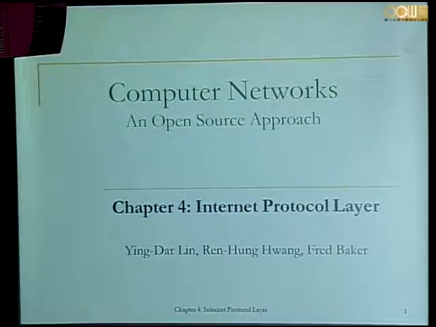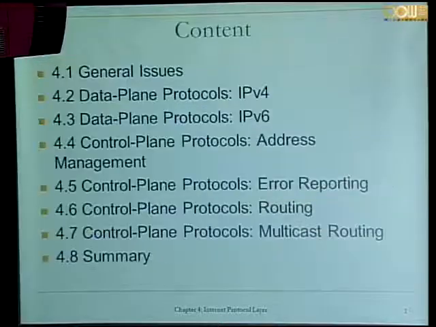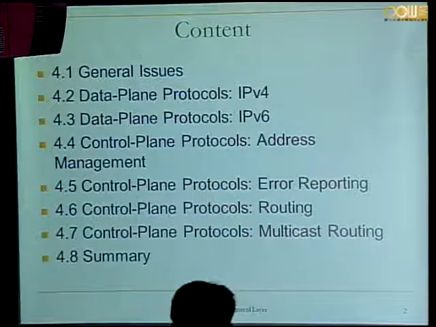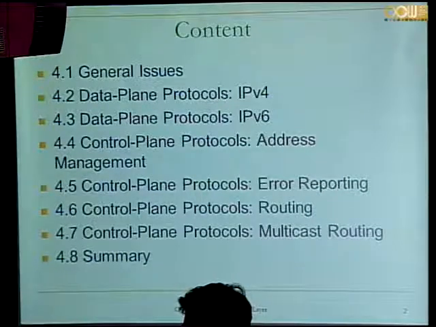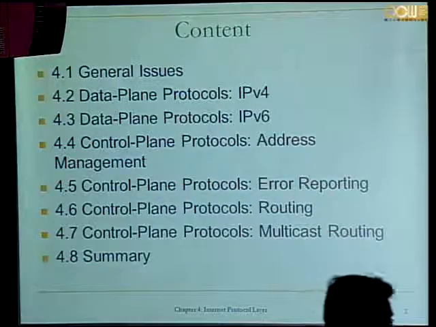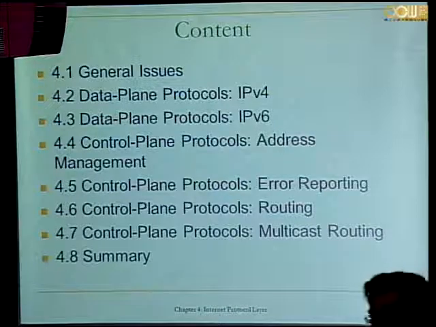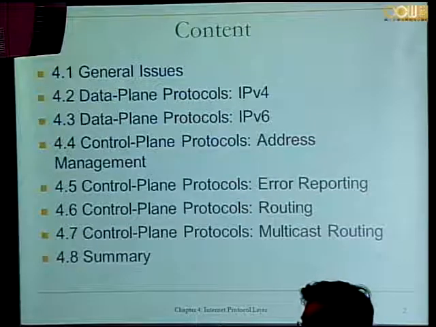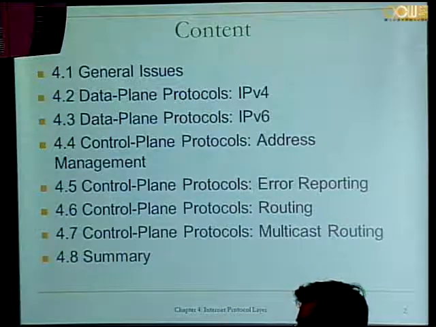Okay, let's get into chapter 4, the Internet Protocol layer. And for sure, this is the most important layer of the protocol stack because it's implemented in every node that needs to participate in the internet. So every node needs to have an IP address. If a node has an IP address, it would have the IP layer. So that's the essential layer.